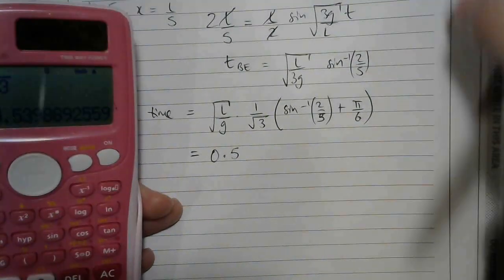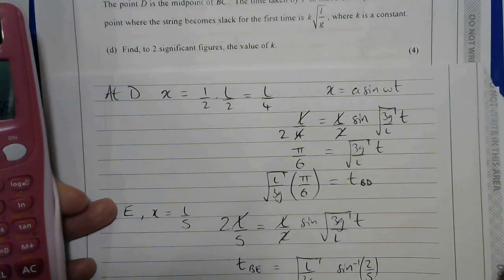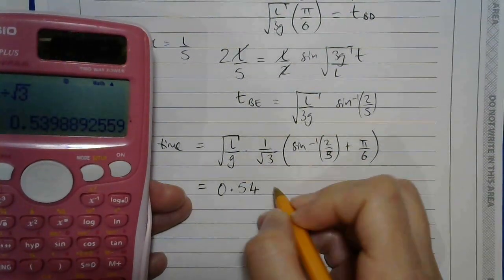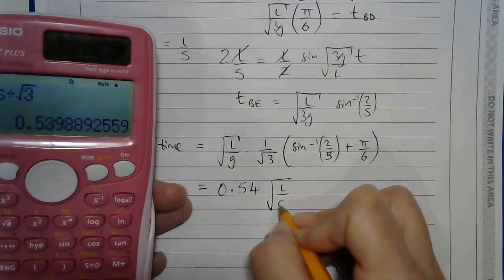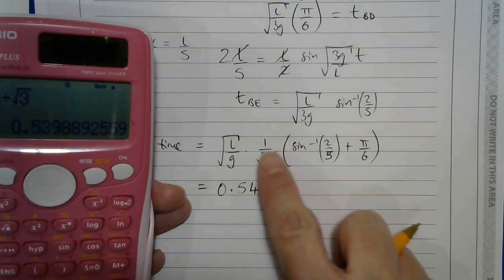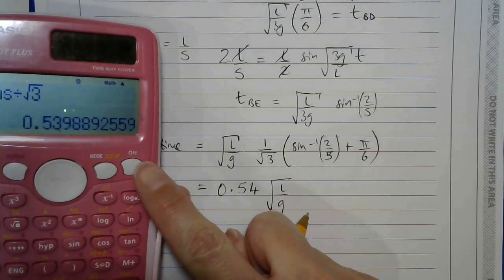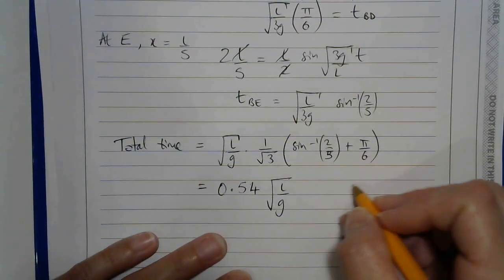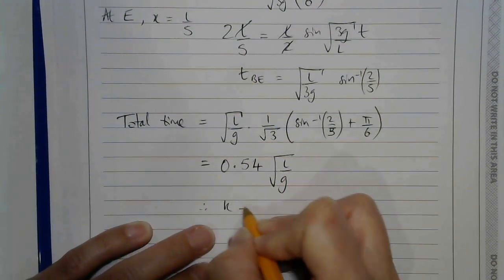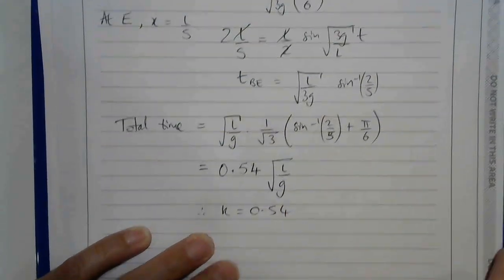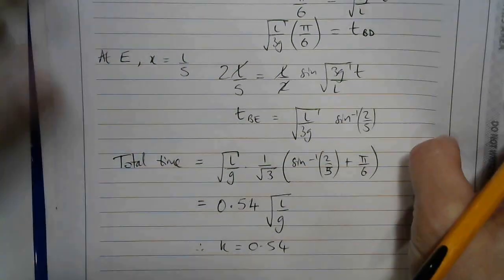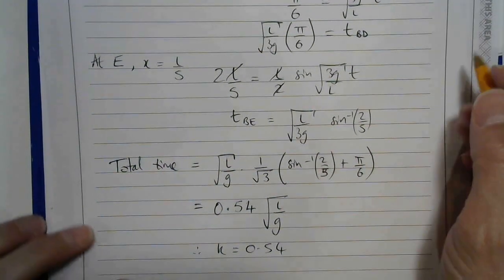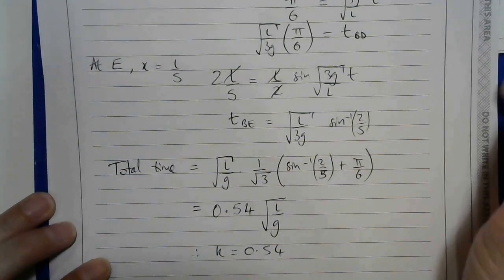0.5, and they wanted it to 2 significant figures, so 0.54 root L over g. Okay, so I've shown the examiner clearly what I typed in to get my answer, and to 2 significant figures, that's the value of k. So I'll just write it very clearly, therefore k is 0.54. Okay, so that part of the question was worth 4 marks. So you've got 3 plus 4 plus 2 plus 4, so altogether 13 marks for that question.